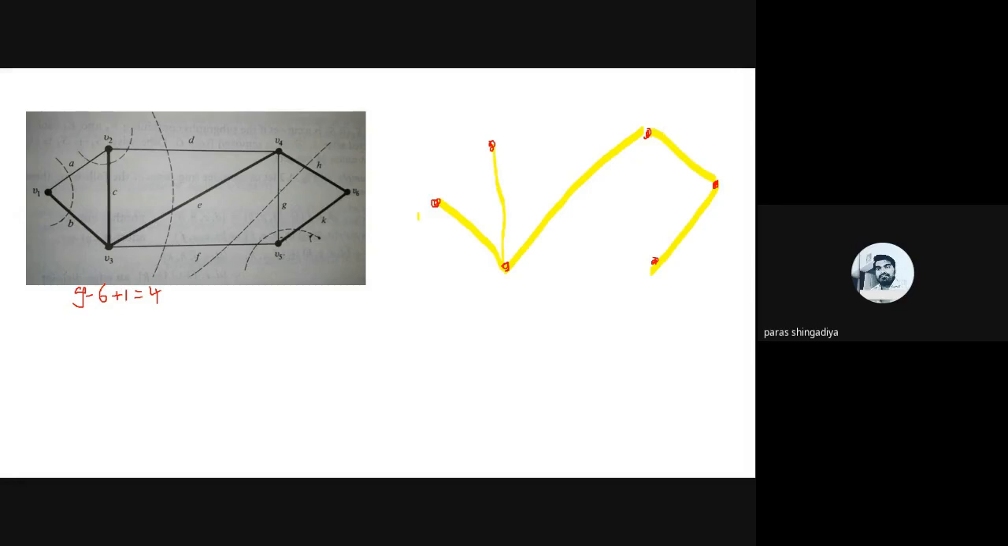So this is my graph of spanning tree, okay, which includes all the 6 vertices, 5 edges I included, and 4 edges I deleted. So 5 plus 4 is equal to 9. Okay. So this is a graph of spanning tree.